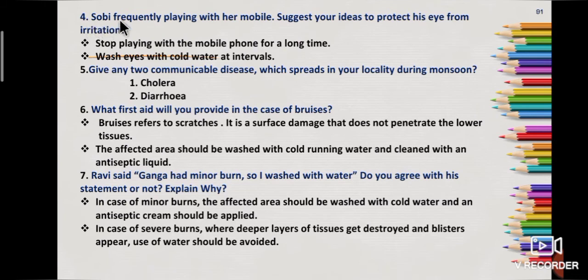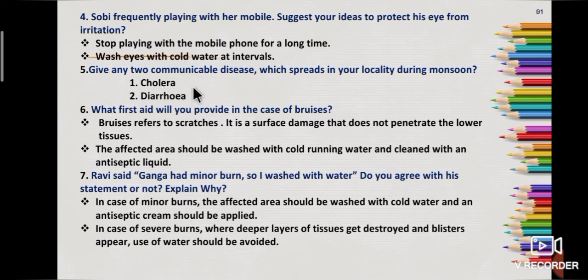Fourth question, Sobi is frequently playing with her mobile. Suggest your ideas to protect her eyes from irritation. First point, stop playing with the mobile phone for a long time. Second point, wash eyes with cold water at intervals.